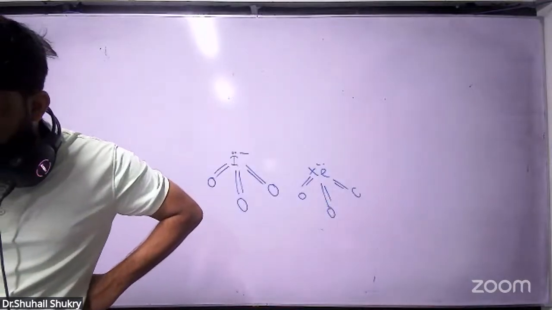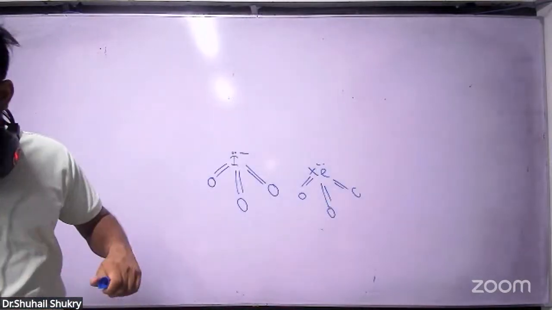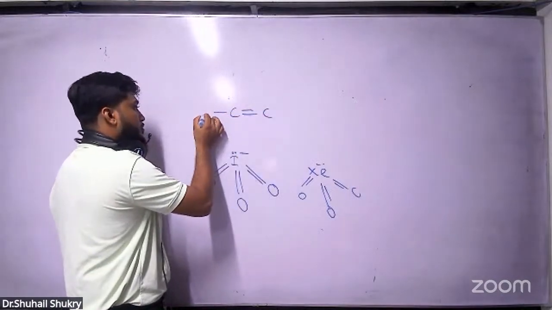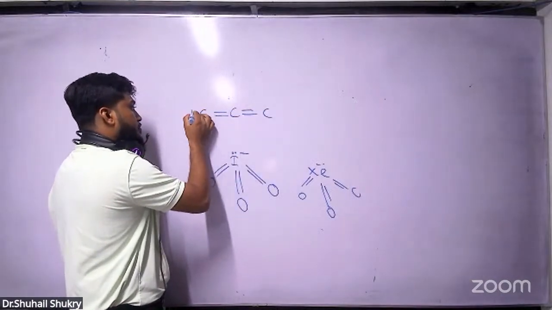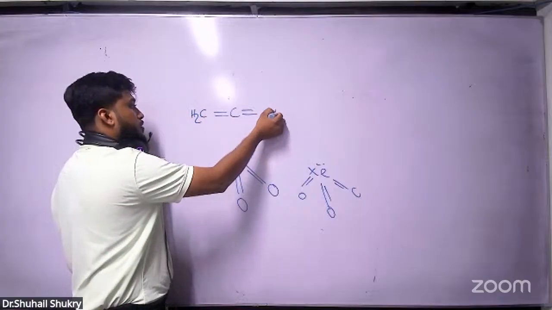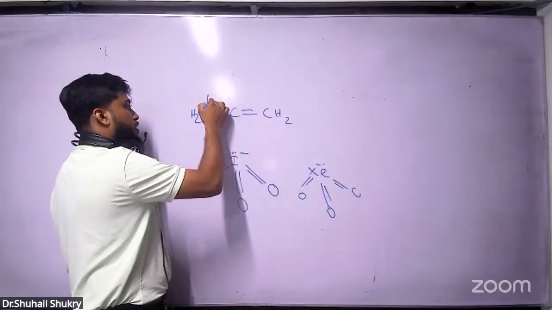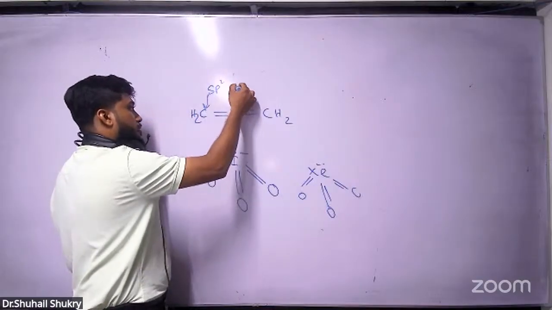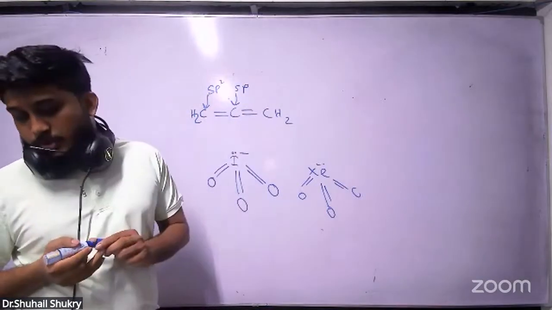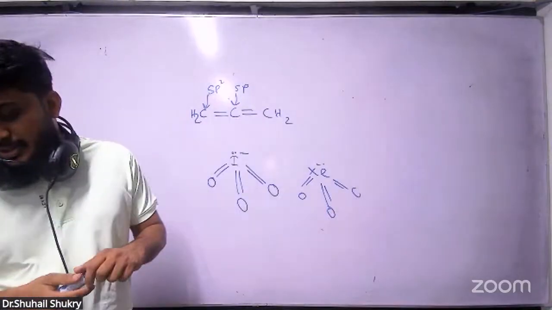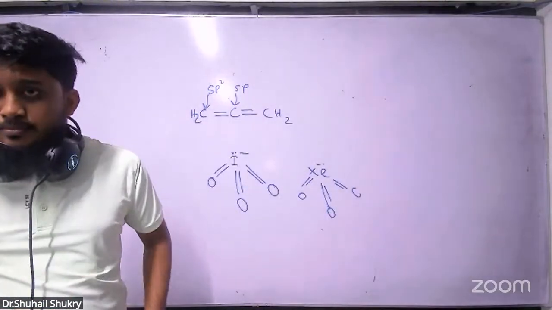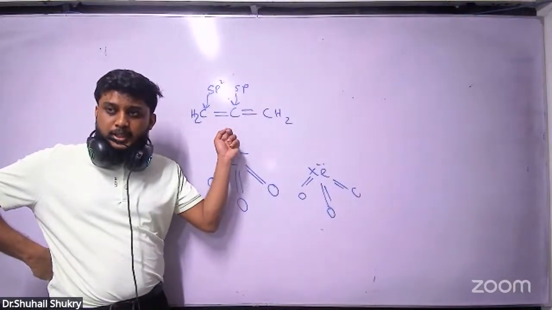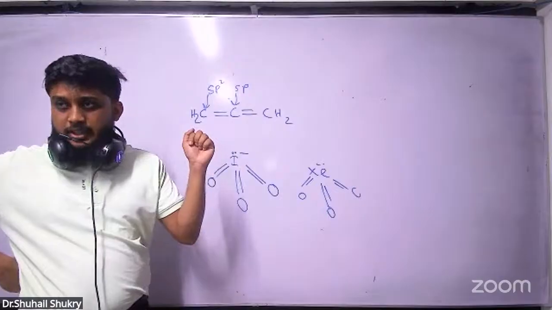Hybridization of the 1 and 2 carbon atoms. This is 1. This carbon is sp2. This carbon is sp. So the first one is sp2, the second one is sp. So the answer is C. Can you understand? This is sp2, this one is sp. Seriously, I'm asking.